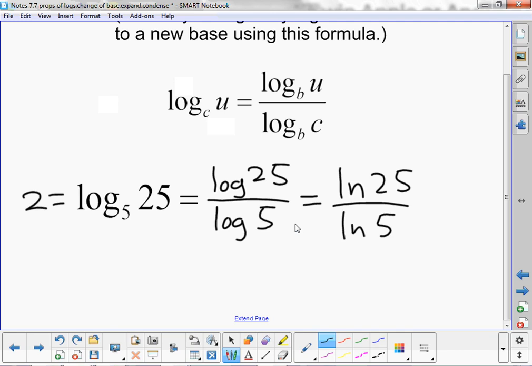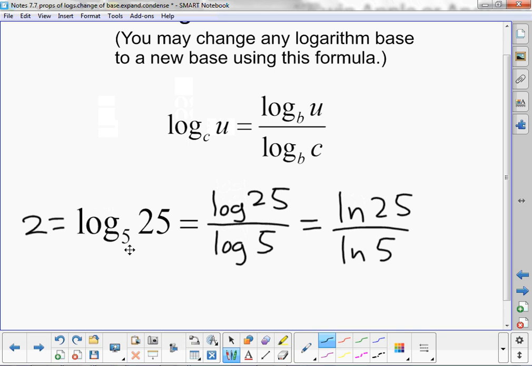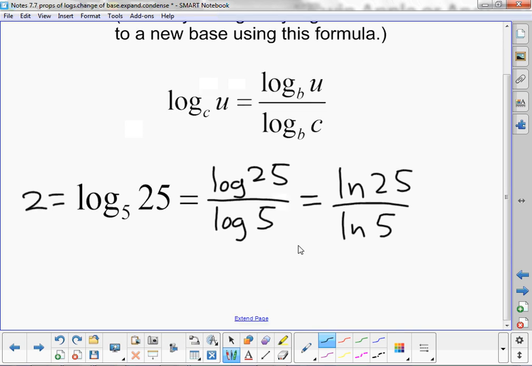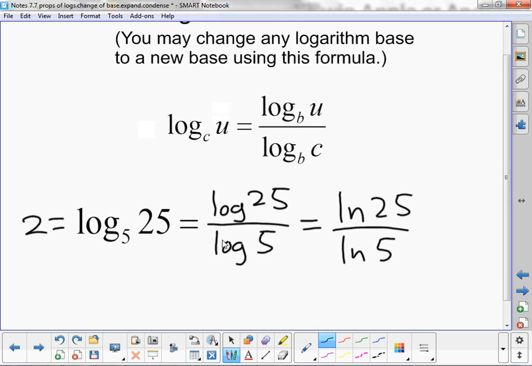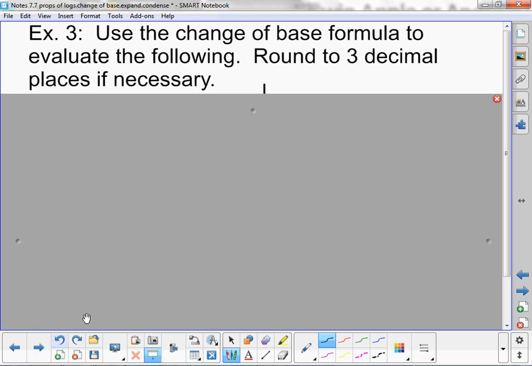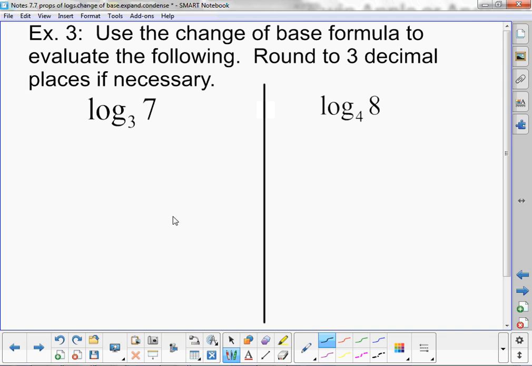So basically, we turned this base 5 into a base 10, and it still worked. And we turned this base 5 into a base e, and it still worked. It's just that these buttons are easily pressed on your calculator. So that's where this comes in handy. Some calculators actually have a base change button, but for uniformity, let's just use this form of it. Okay. All right, use the change of base formula to evaluate the following, rounding to 3 decimal places if necessary.